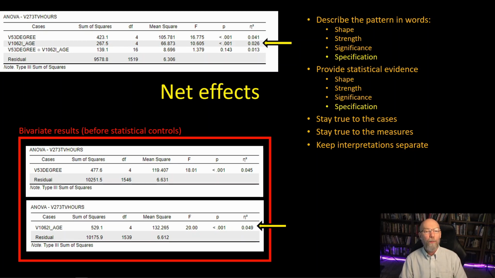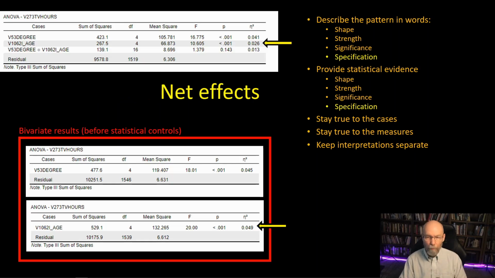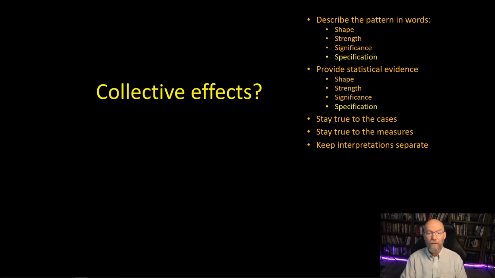And it turns out degree matters more than age does for understanding TV watching behavior. All right. The next thing we can consider in specification is collective effects. Now that we've done multivariate controls, you could see for each of degree and age the strength of effect and the significance. We haven't done anything with shape yet. And then you could see the net effects.